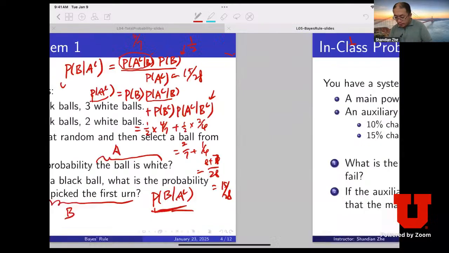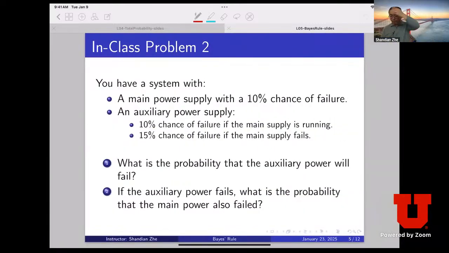Okay, great. So yep, a little bit more practice, so that everyone will feel very easy to deal with homework too, right? Okay, again, we can go back to this familiar setting. We have a power system which contains a main power supply and an auxiliary power supply. The main power supply has a 10% chance of failure, and the auxiliary power supply has a 10% chance of failure if the main supply is running. It gets a 15% chance of failure if the main supply fails, right?